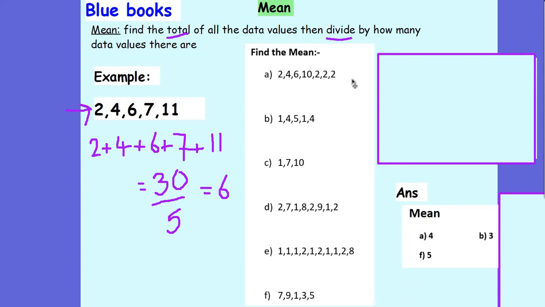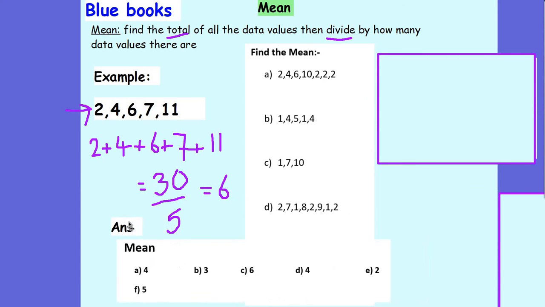Okie dokie, I'll show you the answers. So the answers I was looking for were A was 4, B was 3, C was 6, D was 4, E was 2 and F was 5.